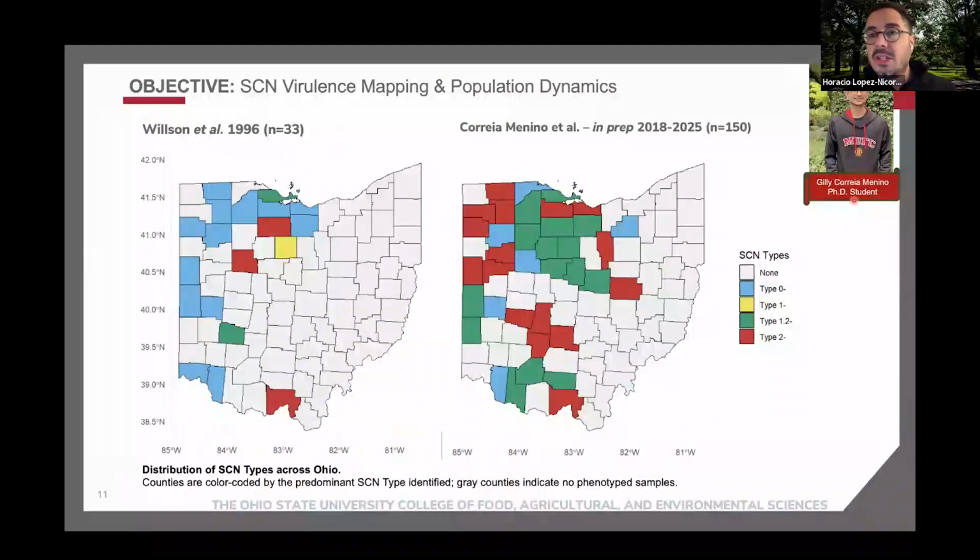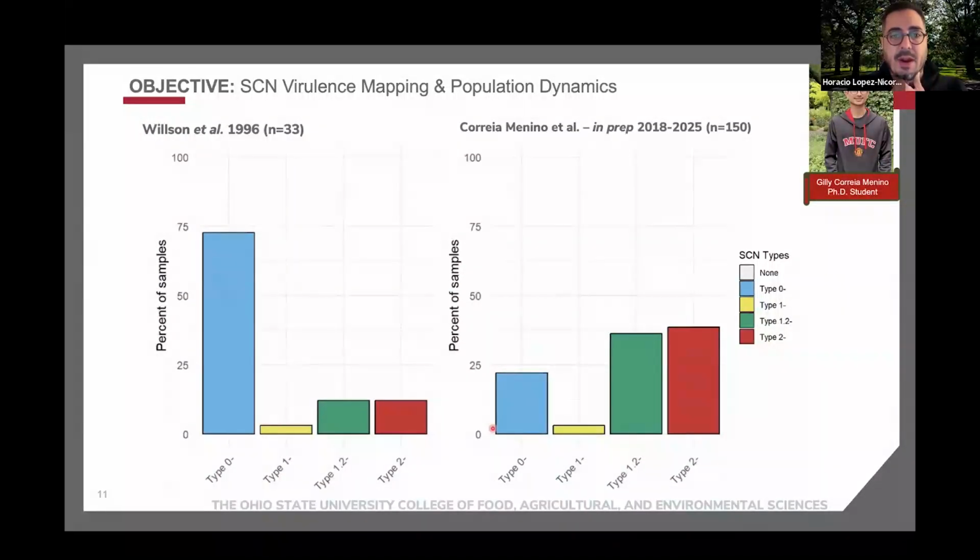Okay. So Gili Correa, a PhD student in my lab, found data from 30 years ago in Ohio. They phenotyped the populations, and now he phenotyped 150 populations in Ohio. So we wanted to know what type they were, type 0, 1, 2. And you can see that 30 years ago, the map was more blue. You can see that there's less of that light blue in our current map of Ohio. And if I just show it with a graph, it makes a little bit more sense, right?